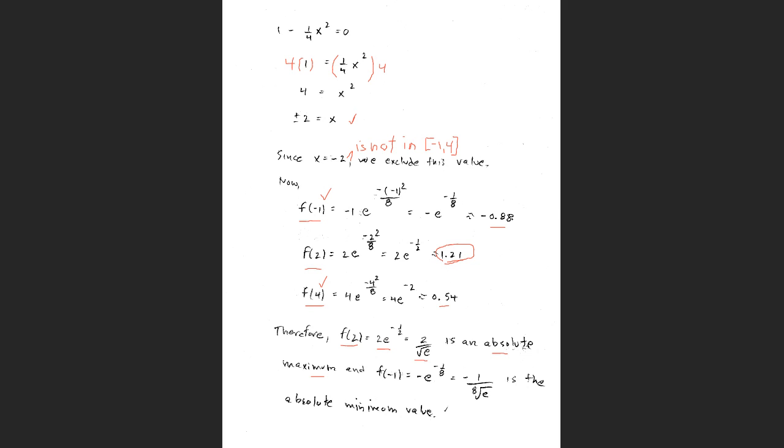And then the smallest value is negative 0.88. That's the smallest value the function takes. So that means f of negative 1, which is negative e to the negative 1/8 power, which is the same as negative 1 over the 8th root of e, which is negative 0.88 approximately. That's going to be your absolute minimum value.